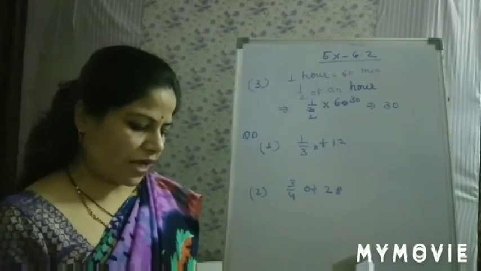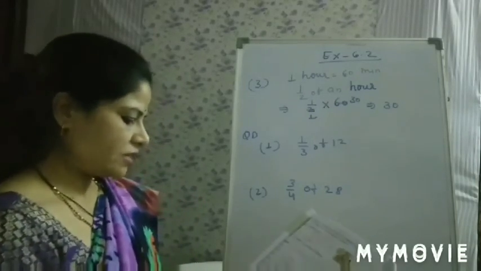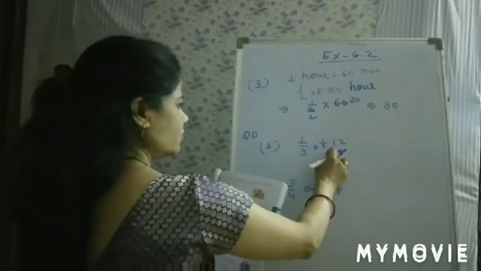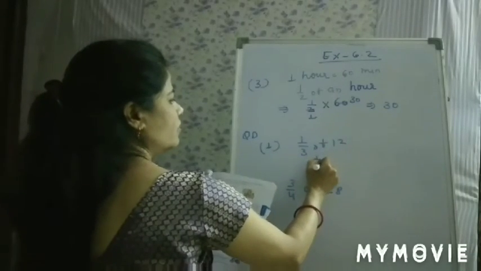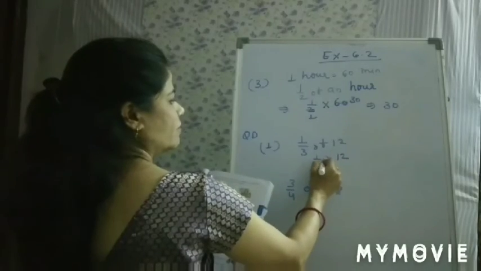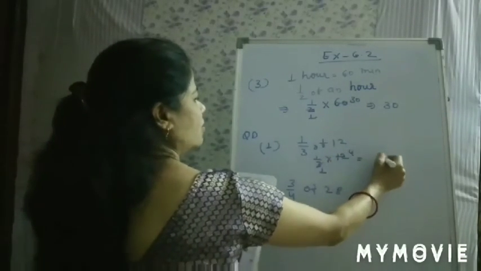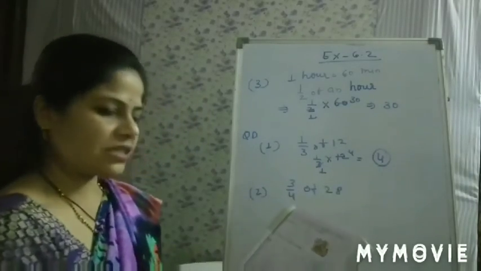Now there are some word problems. 1 by 3 of the 12 bicycles were red. How many bicycles were red? So 1 by 3 of 12 you have to find in this word problem. 1 by 3 of means the sign of multiplication and then write 12. 3 1s are 3, 3 fours are 12. What are you getting here? 1 four is 4.